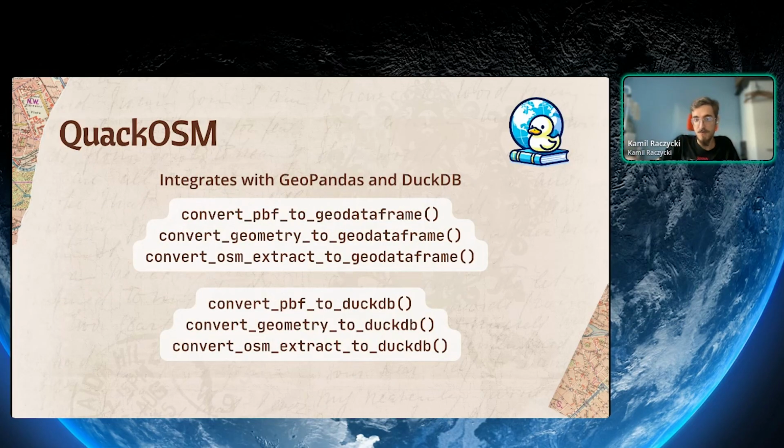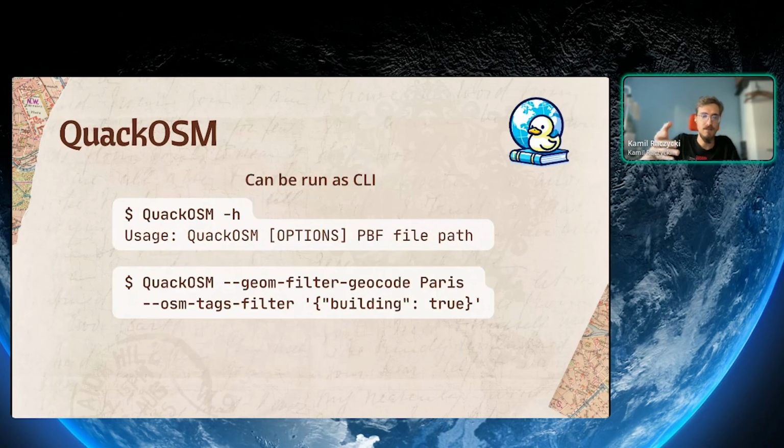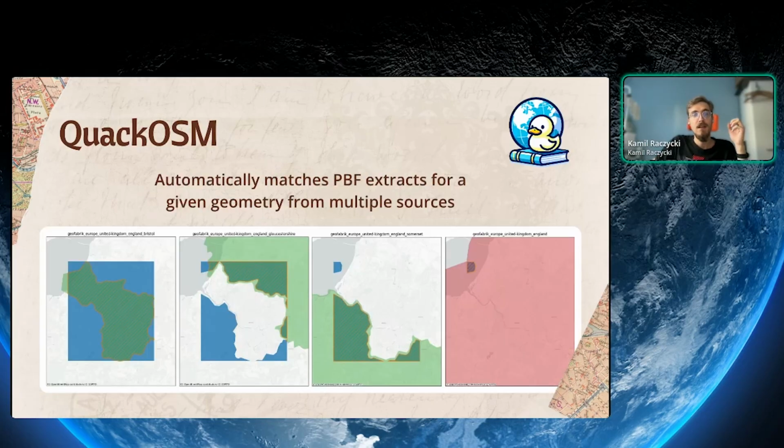And it also integrates with GeoPandas, so you can convert it to a GeoDataFrame, and integrates with DuckDB, so convert PBF to DuckDB. Next, the library can be run as a CLI, so you've got the help function and a lot of flags for finding stuff, for filtering stuff. Basically, you can see it in the documentation.